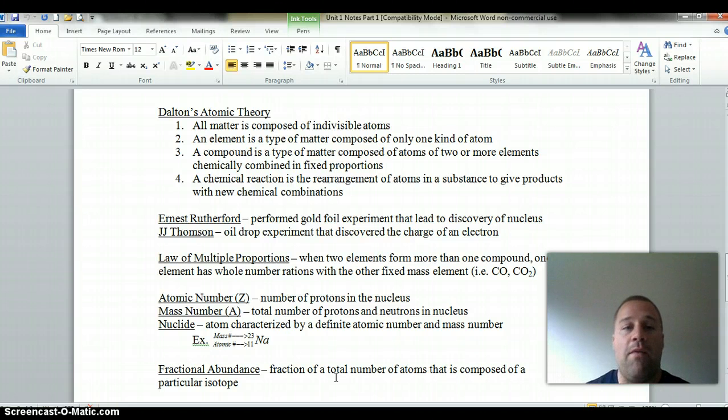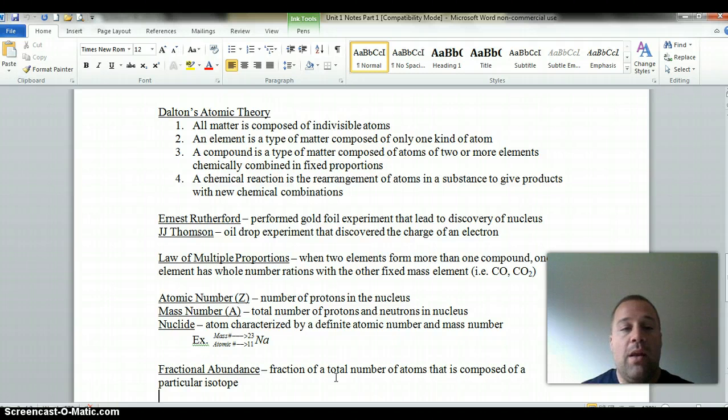So matter is made up of atoms, an element is all atoms that are similar, compounds are combinations of atoms, and a chemical reaction means that the atoms get rearranged. Again, all stuff that is intuitive to you now, but at the time it was really kind of cutting edge.